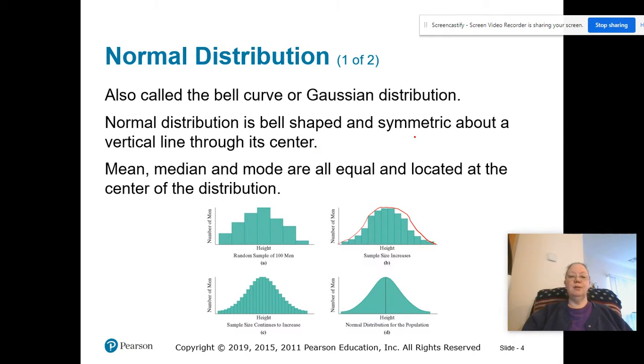So it is bell-shaped, symmetric about a vertical line through the center. So here is my center, and it's the same on this side as it is on this side. Mean, median, and mode are all equal and located in the middle. Okay, that's important.